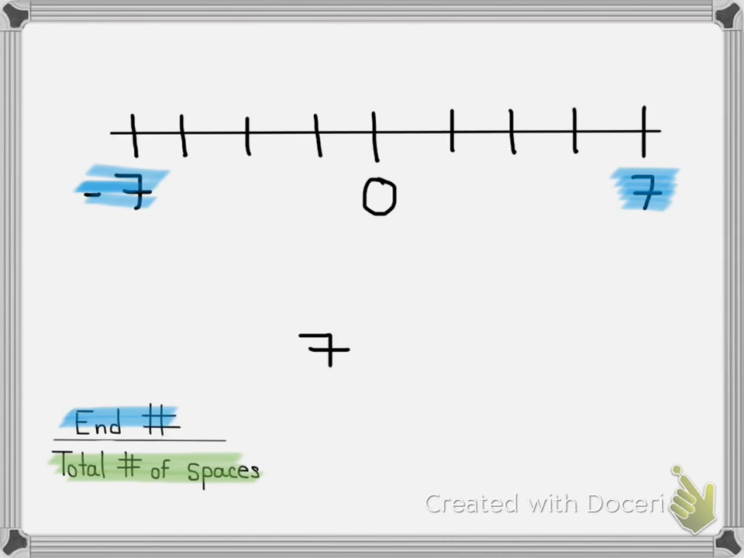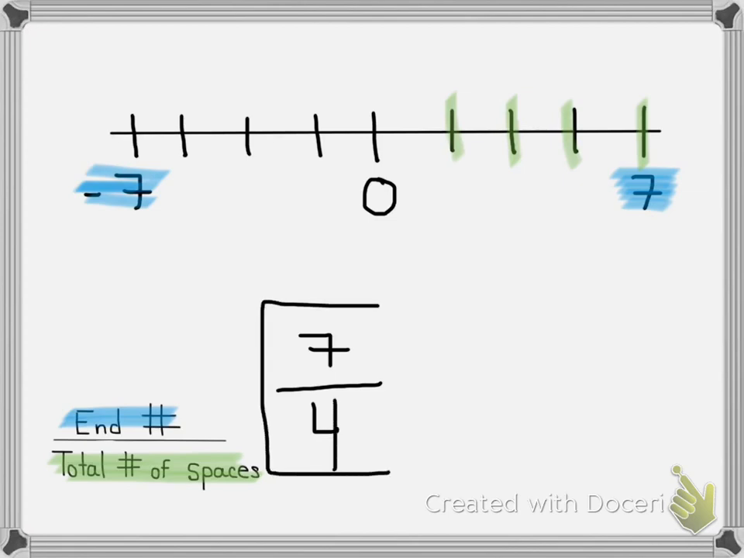So you're going to count the number of spaces between 0 and your n number. You are not going to count 0. So I'm going to start 1, 2, 3, 4. I have 4 total spaces. So my fraction is 7 over 4. And now I have figured out what each interval is going to be worth.